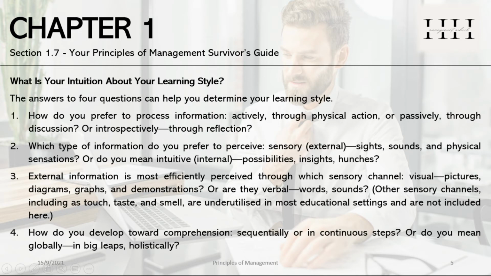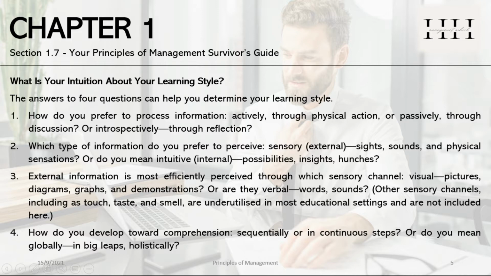What is your intuition about your learning style? The answers to 4 questions can help you determine your learning style. 1. How do you prefer to process information, actively, through physical action, or passively, through discussion? Or introspectively, through reflection? 2. Which type of information do you prefer to perceive, sensory, external, sights, sounds, and physical sensations? Or do you mean intuitive, internal, possibilities, insights, hunches?